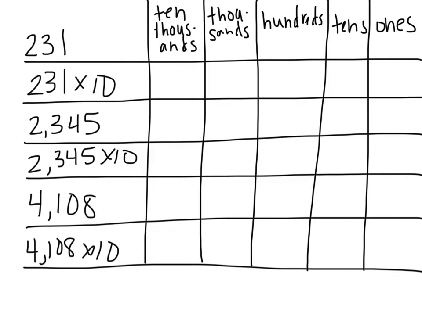Let's see if our pattern of adding a 0 holds for larger numbers. Let's take a look at the number 231. If we put those values in our place value chart, we'll have 2 hundreds, 3 tens, and 1 one. So let's multiply by 10, which is going to force a 0 into our ones column, moving our 1 to the tens place, our 3 to the hundreds place, and our 2 to the thousands place, giving us an answer of 2,310.